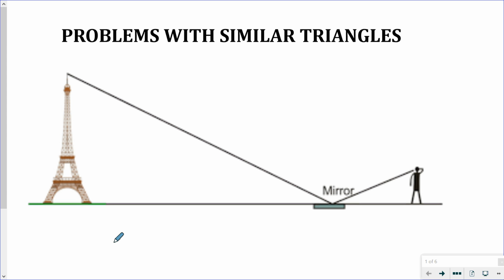Today you will apply the properties of similar triangles to real-life problems. You can use indirect measurement to find the lengths that are difficult to measure directly.